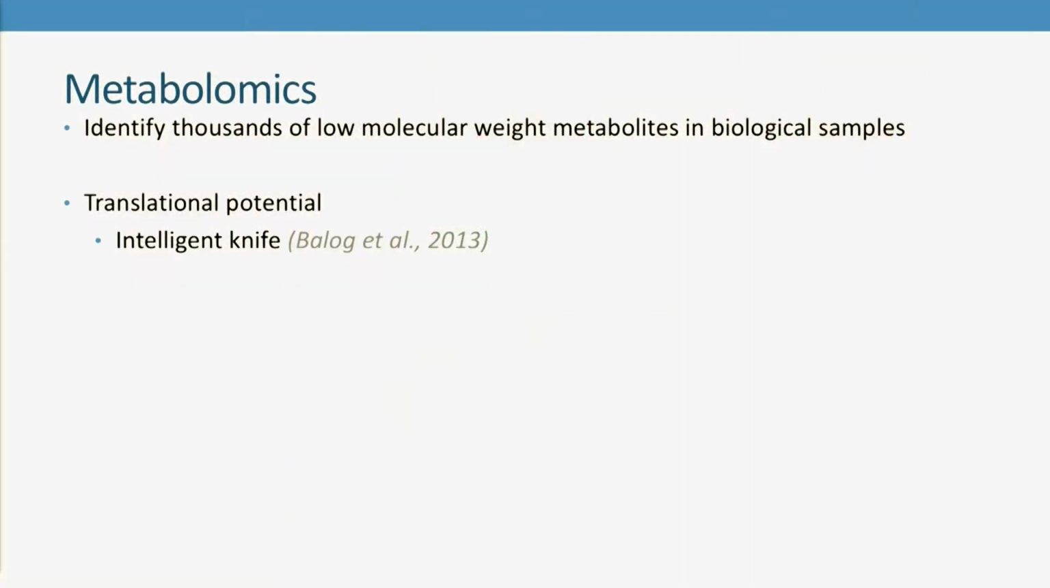Metabolomics has already shown translational potential. There's the intelligent electrosurgical knife that's being developed at Imperial College, which actually collects the metabolites that are being burnt off the tissue as it's being cut, and they can use the signals produced by that to identify whether the tissue is cancerous or non-cancerous, to make sure whether they've taken out the whole of the cancerous tissue.